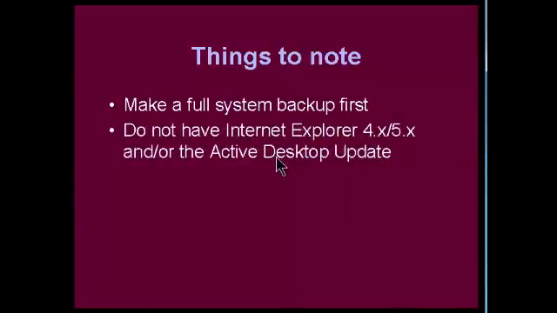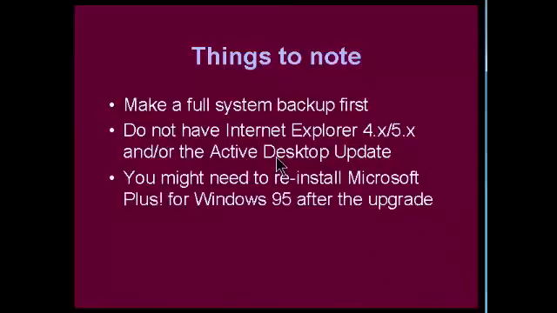Do not have Internet Explorer 4.x or 5.x and or the active desktop update, because what Windows 95B will do is restore the classic Explorer shell and install Internet Explorer 3.0. You don't get a choice about that, and it could make things messy. You might have to reinstall Microsoft Plus for Windows 95 after the upgrade, because it actually adds stuff to the display control panel and to Windows 95 itself. So bear in mind that you'll probably need to reinstall Microsoft Plus after the upgrade.